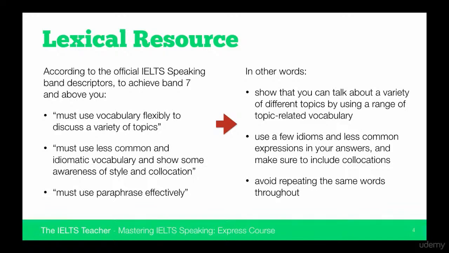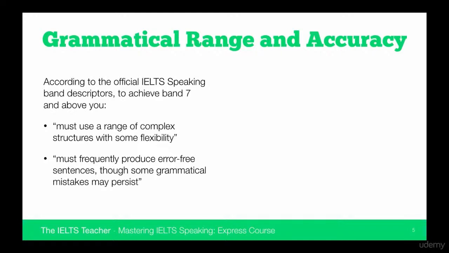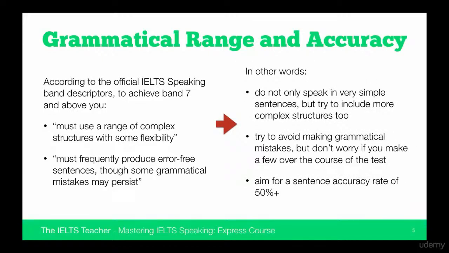If we think about grammar, in order to achieve a band 7 or above, you need to use a range of complex structures with some flexibility, and you need to frequently produce error-free sentences, though some grammatical mistakes may persist. This one seems pretty self-explanatory, but let's break it down. Do not speak in very simple sentences only, but do try to include more complex structures too. Try to avoid making too many grammar mistakes.